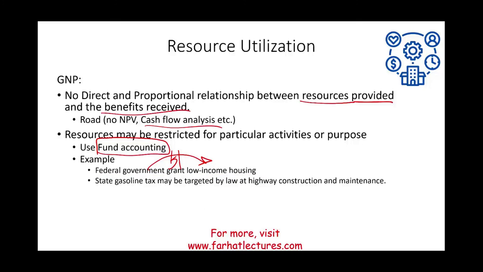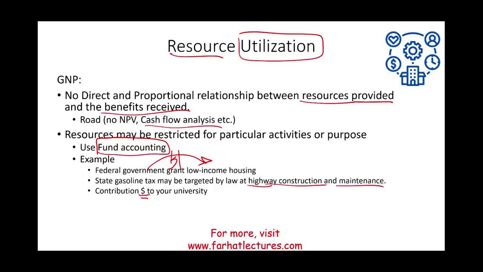Also, a state might impose a certain tax, but that tax can only be used for a particular purpose. For example, a state can impose a gasoline tax, which they do in the state of Pennsylvania, for the purpose of maintaining highways, construction, and maintenance. So the money that comes from that state gasoline tax can only be used for that purpose. Also, for not-for-profits, if you donate money, for example to your university, you can tell them, look, I want this money to be used in the business department or in the science department, or I want it to be used to fund this new building. So you can make those restrictions. This is what we mean by resource utilization. You can restrict how the resources are used from a government perspective.